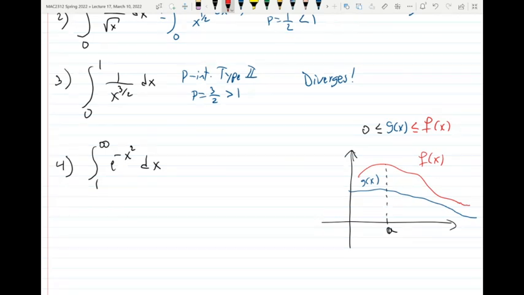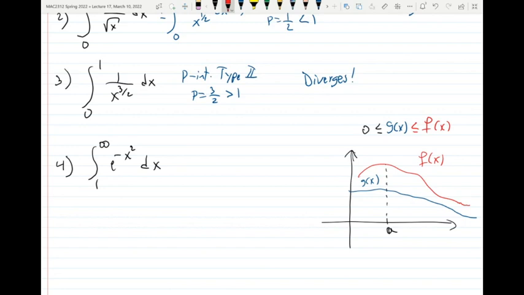How do you know when to choose a smaller or bigger function? That's experience. Sometimes you need to have a feeling. Once you start doing problems, you look at an integral and you need to have a feeling of whether that integral should converge or not. We're going to do a couple more examples. I'm going to try to give you clues on how you could develop this type of feeling. But again, practice is the one that's going to give you this.